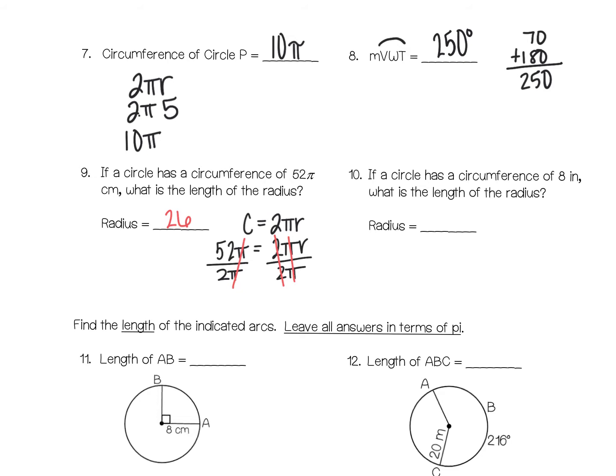Number 10 is the same process, so I'm filling in my formula. The circumference is 8, which equals 2 pi r. I'm going to divide both sides by 2. That causes these 2's to cancel. 8 divided by 2 is 4. So I have 4 equals pi times radius. I divide both sides by pi, and I get 4 divided by pi for my radius, or you could type it into a calculator.